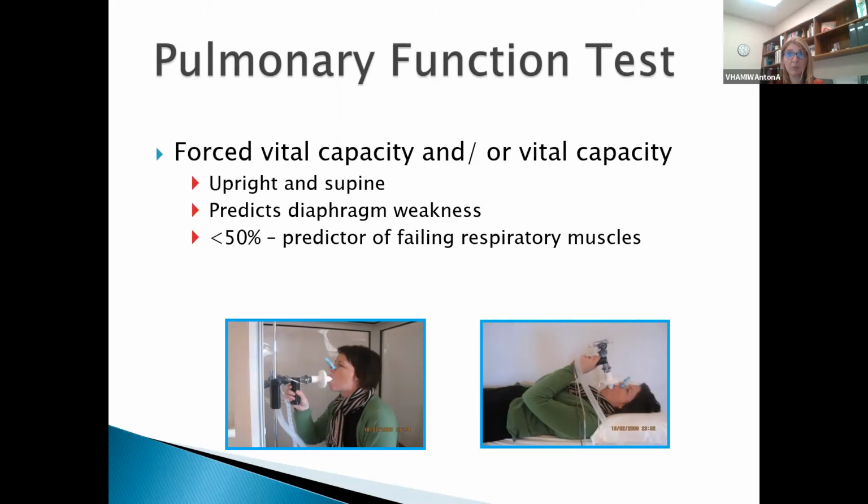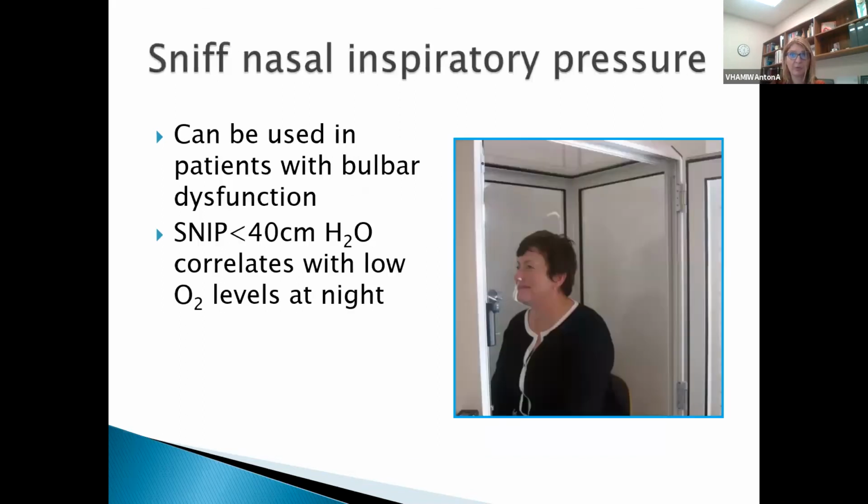This is just to show you that the forced vital capacity or the slow vital capacity can be done both upright and supine. And certainly for patients that have symptoms and have normal upright values, we do a supine measurement, so lying flat in bed, and those numbers can drop significantly when patients are in the supine position. We know those are predictors of weakness of the diaphragm. And we also know that a value less than 50% is a predictor of failing breathing muscles.